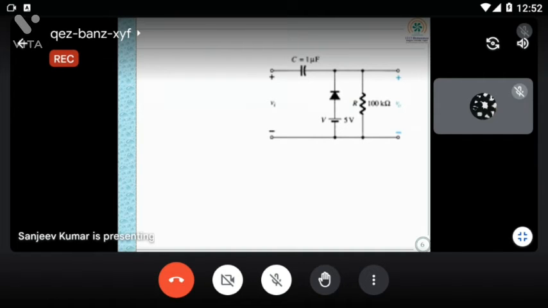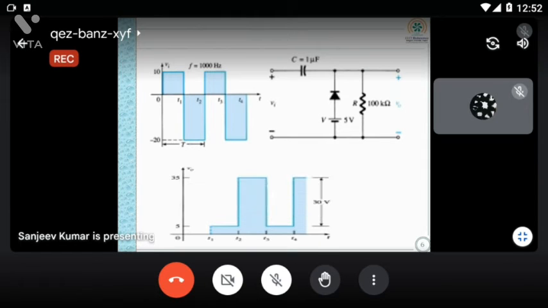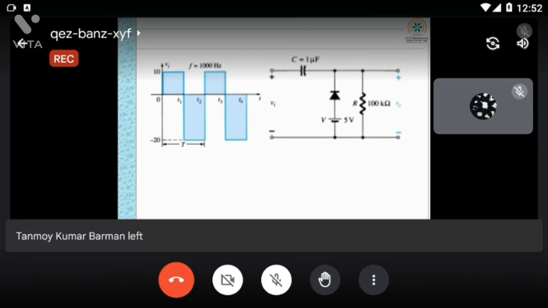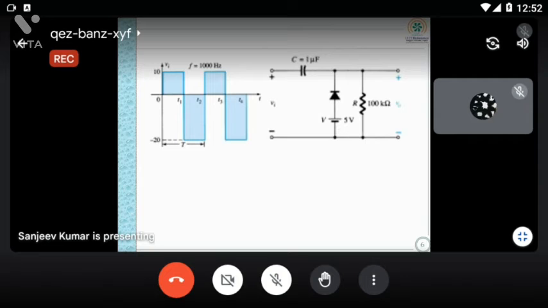Take a square signal. No problem. Take a square signal. What will be there? For example, this is your input signal. So what should be your output signal? This is also given in your book. You can refer to that also. Or can you tell me what will be the output?